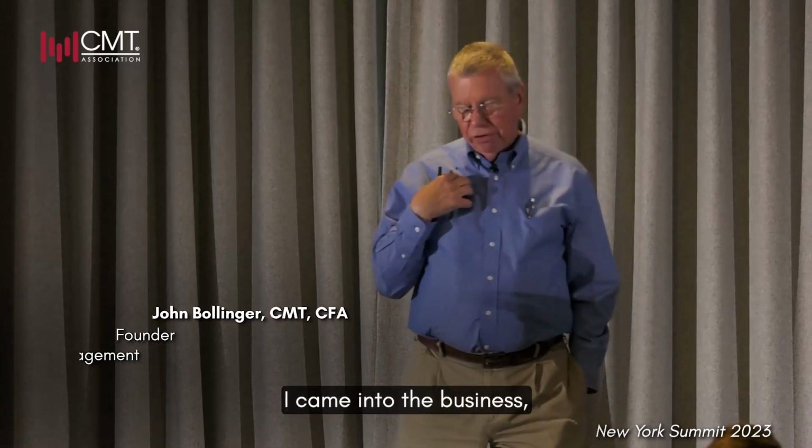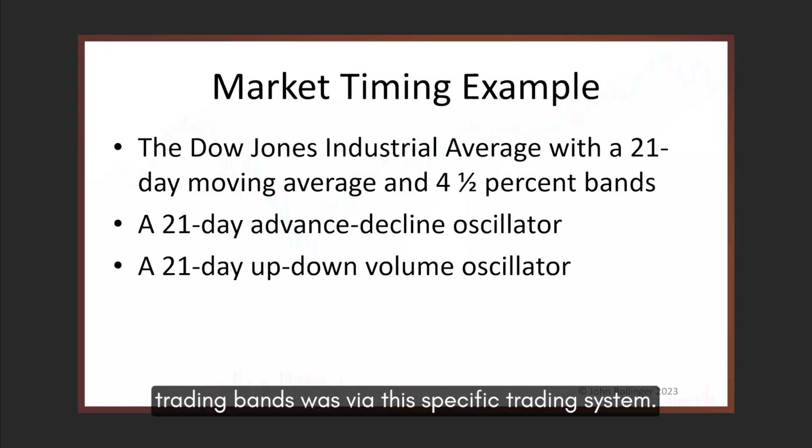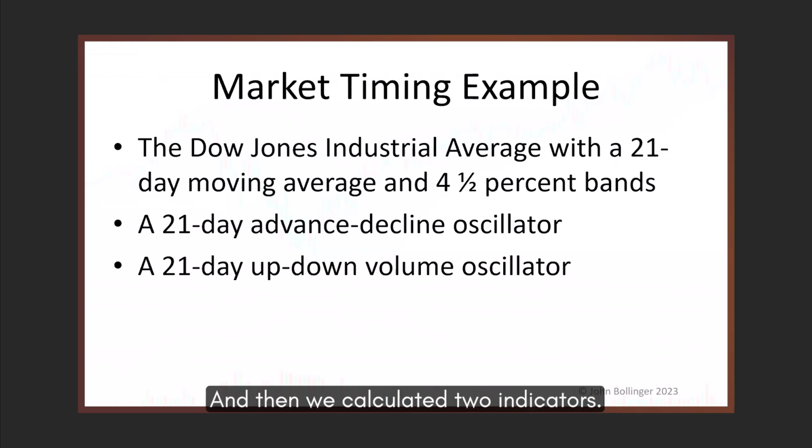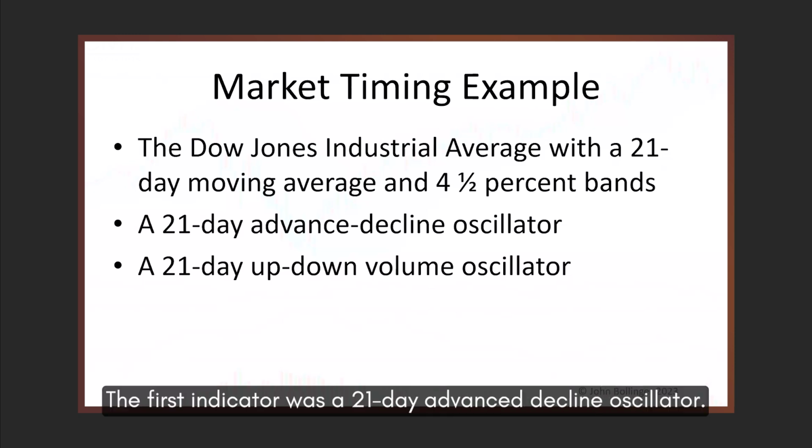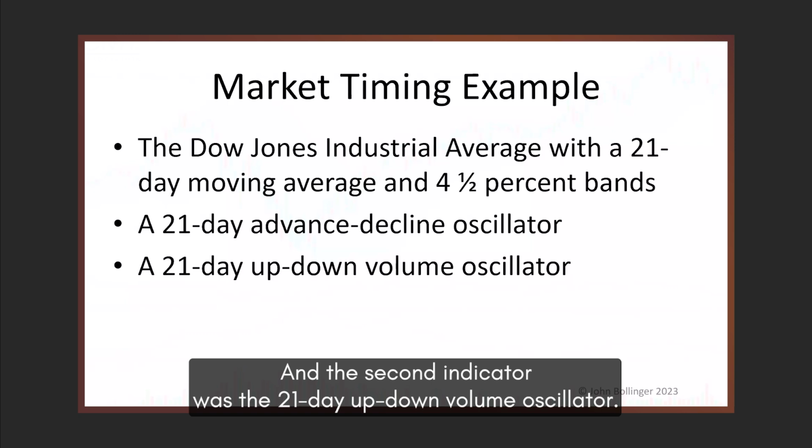I came into the business, the way I learned trading bands was via this specific trading system. We used the Dow Jones Industrial Average. We plotted a 21-day moving average, and we shifted that moving average up by 4.5% and down by 4.5%. And then we calculated two indicators. The first indicator was a 21-day advanced decline oscillator, and the second indicator was a 21-day up-down volume oscillator.